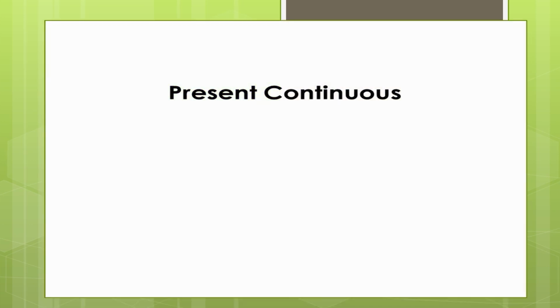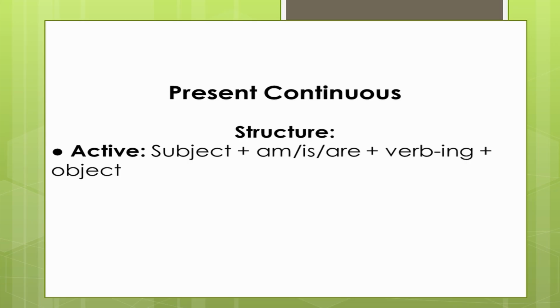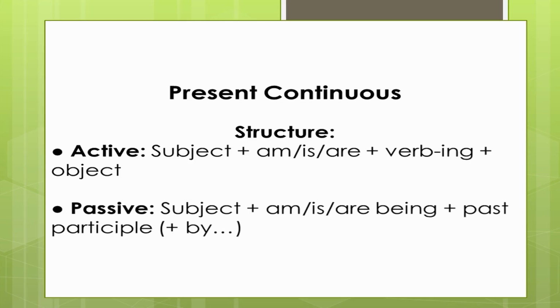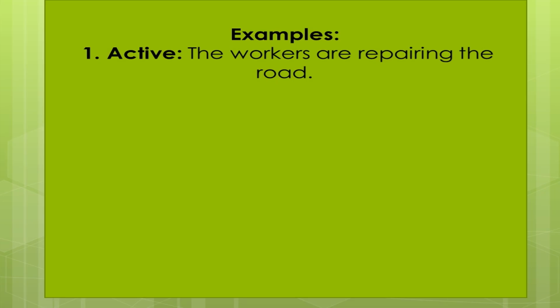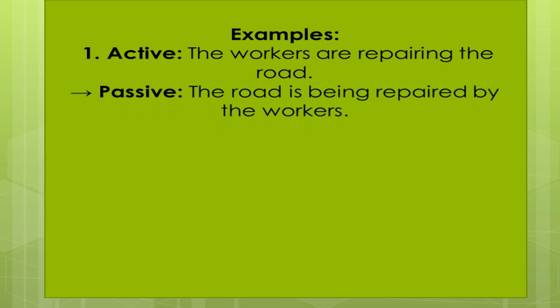Present continuous. Structure. Active, we have subject plus the form of to be plus verb plus ing plus object. Passive, subject plus is or are plus being plus past participle plus by. Examples. In active, we say the workers are repairing the road. Remember, we're talking about present continuous. The workers are repairing the road means they are in the action now. Passive, we say the road is being repaired by the workers.